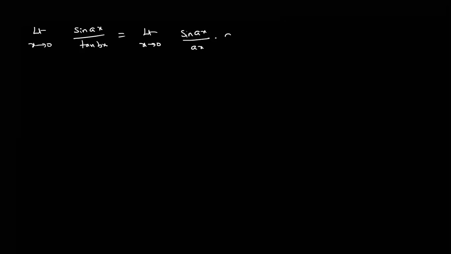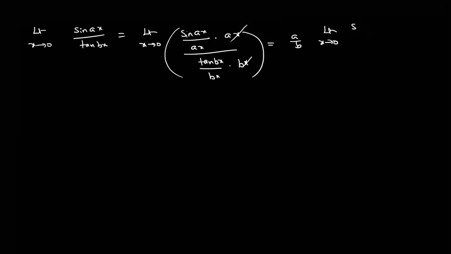Now see. Anyone tell me the answer? Limit x tends to 0, sin ax by tan bx. How do you proceed? What I'm doing here: limit x tends to 0, sin ax by ax into ax, by tan bx by bx into bx. Here x cancels. So a by b is the constant, take outside. Limit x tends to 0 sin ax by ax, whole divided by limit x tends to 0 tan bx by bx.